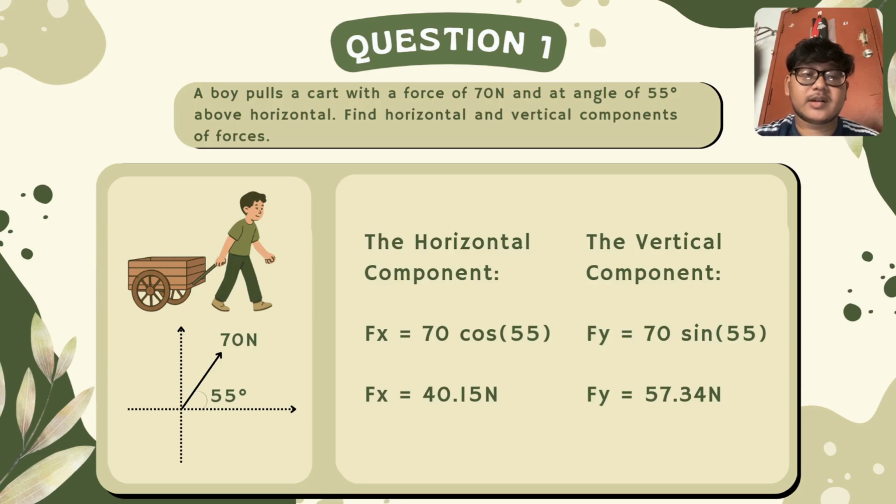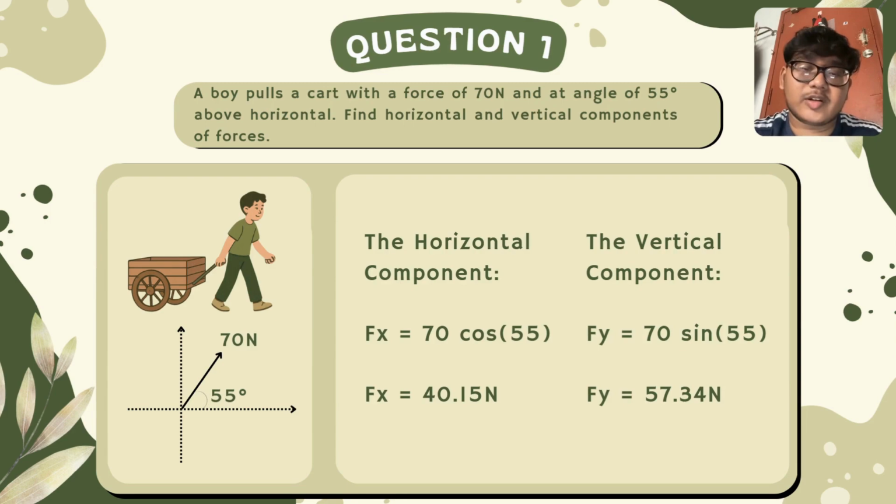For the first question, a boy pulls a cart with a force of 70 Newton at an angle of 55 degrees above the horizontal. Find the horizontal component and the vertical component of the force. As you can see in the diagram on the left below, there is a graph, and in the graph we need to draw the force drawn by the boy and state the angle, which are 70 Newton and 55 degrees respectively.